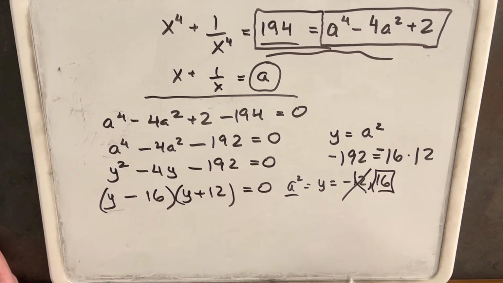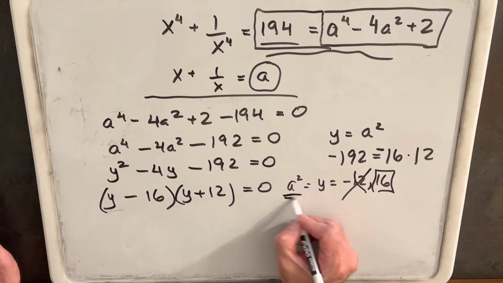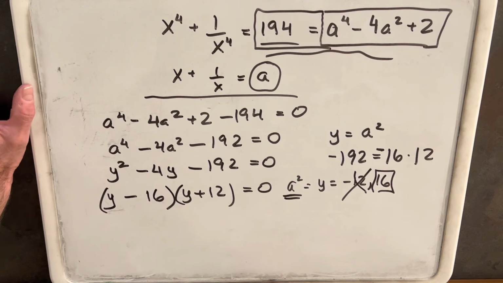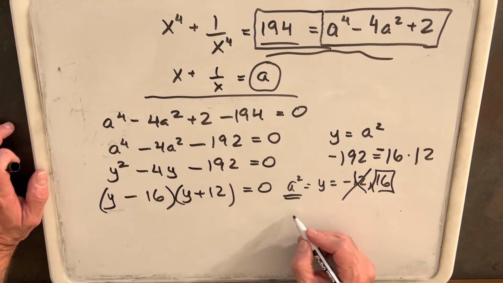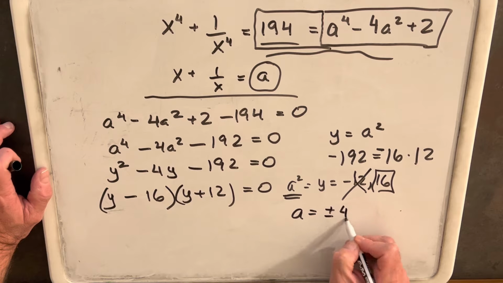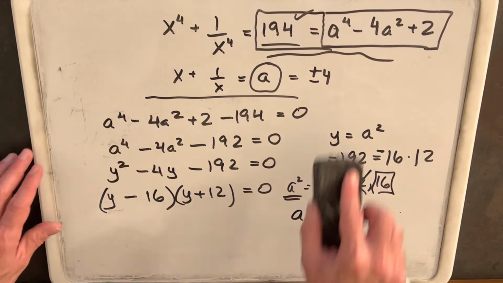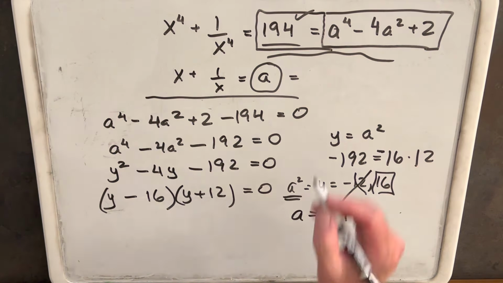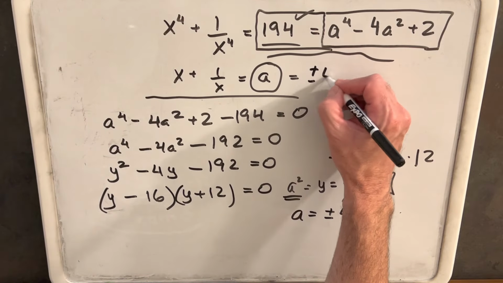So we have 16 for y, but what we want to find is a. So if a squared is 16, then taking the square root on both sides, the positive and negative square root, we can see that a equals plus or minus 4. So you can see our solution is just going to be plus or minus 4.